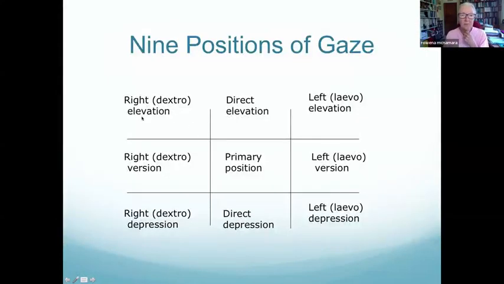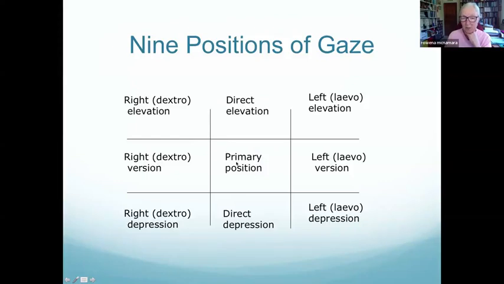So the 9 positions of gaze, you can use the term right elevation, or you can look in the textbooks. Don't be confused if it says dextro elevation. So these are the 9 positions of gaze that we talk about, and that's how we test eye movements.